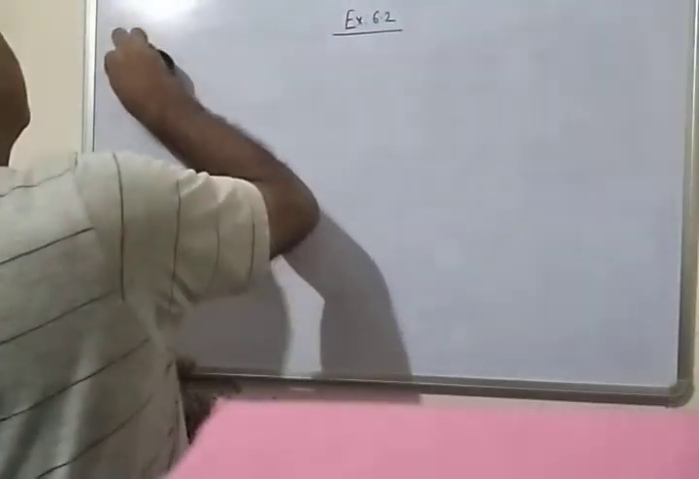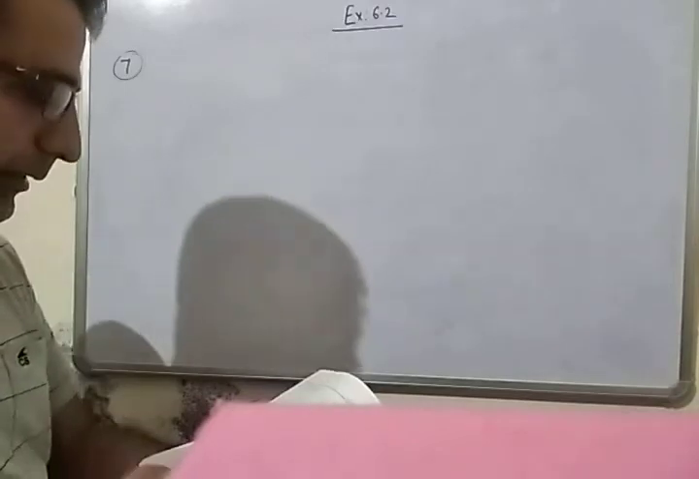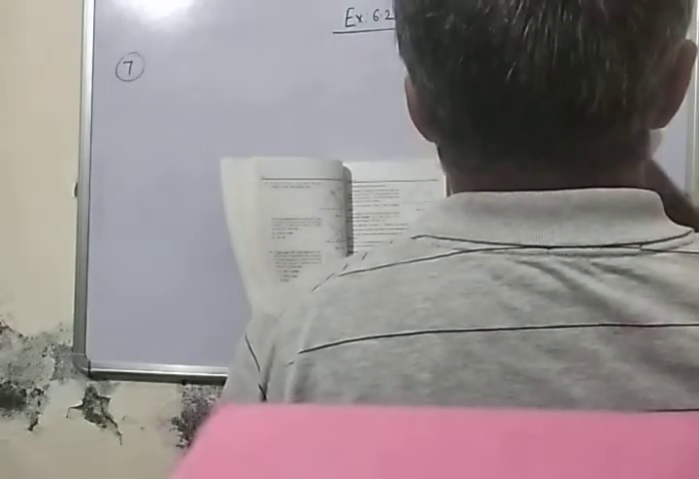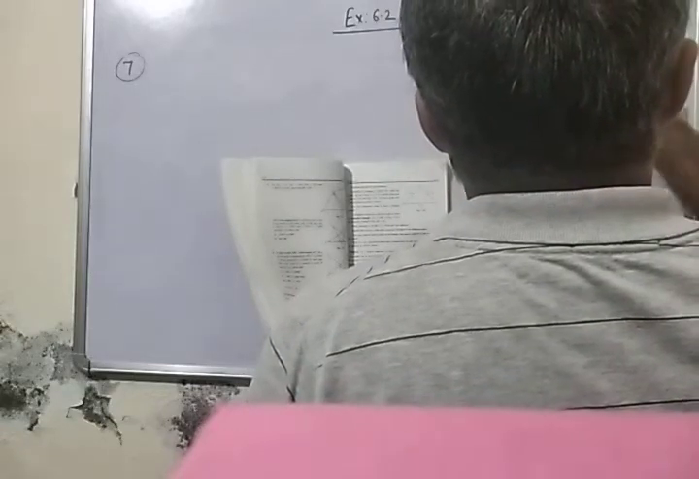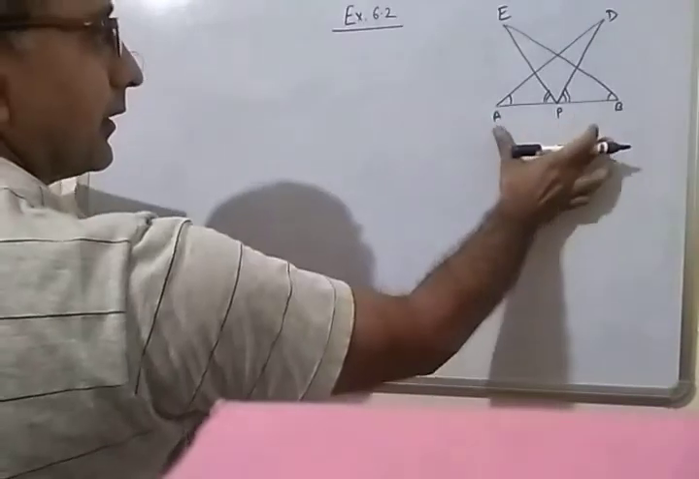See next question, question number 7. Question number 7 is, we have given a figure: point P on the line segment AB, and here join B to D, E, here is point E. This angle equals this angle, and this equals this. So this is the given figure.